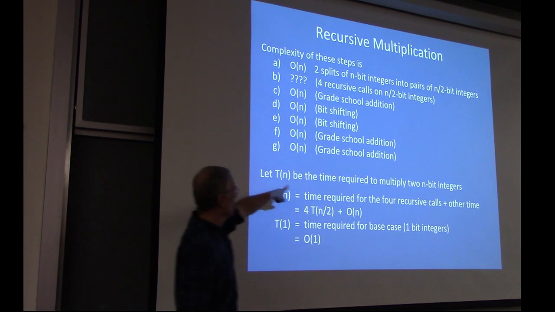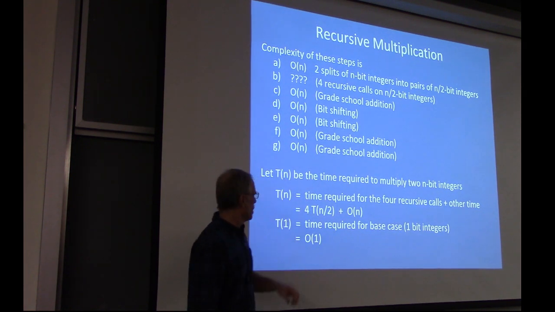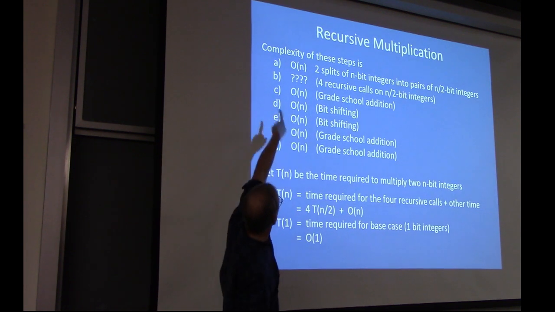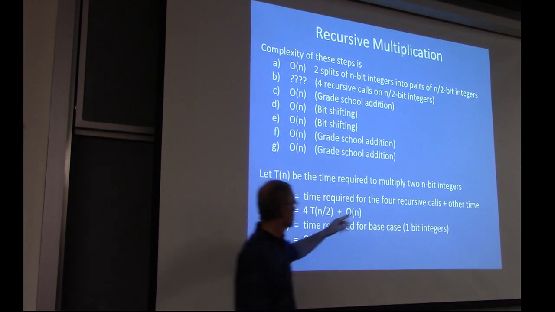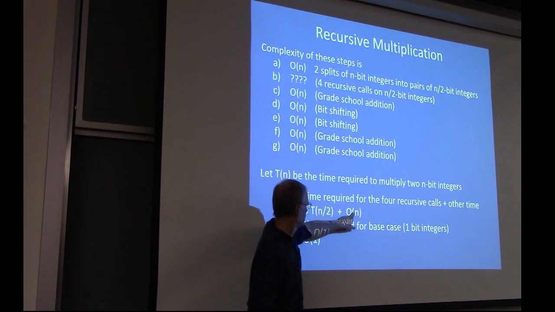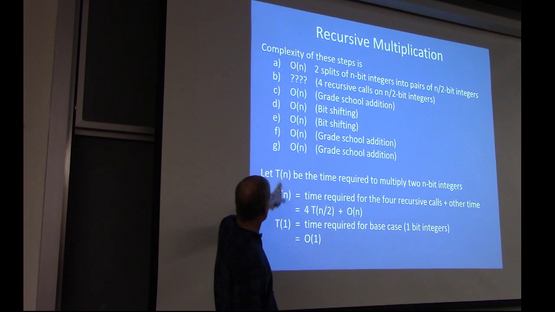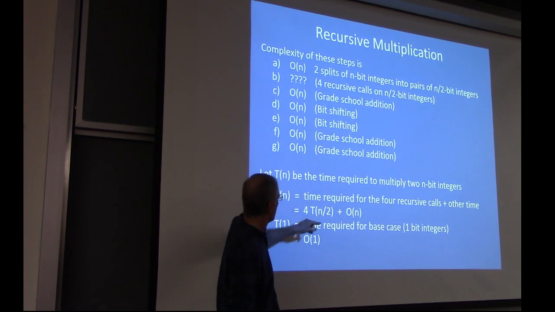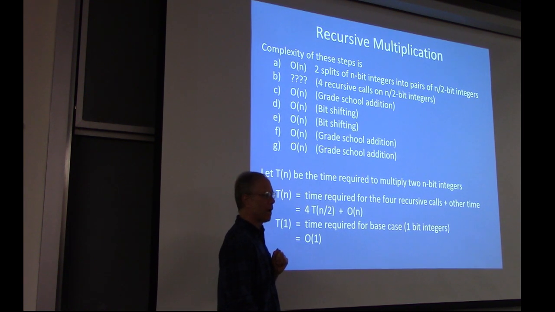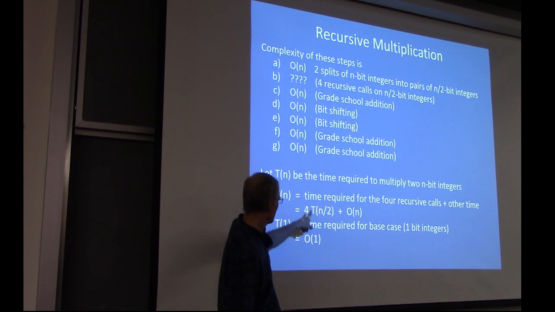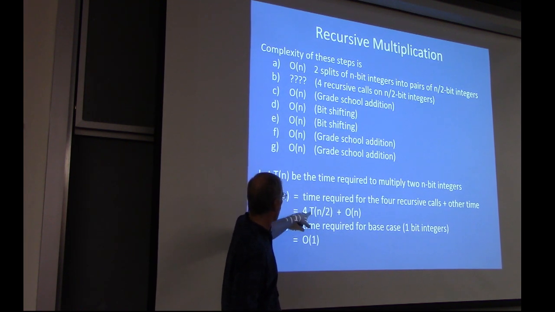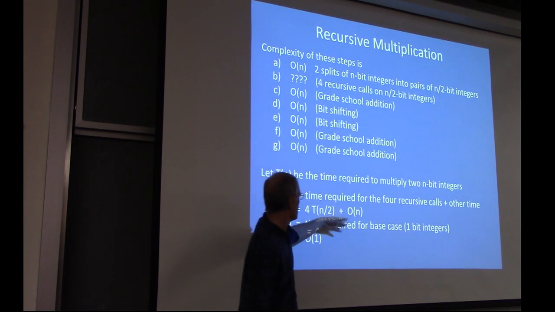Let T(n) be the time required to multiply two n-bit integers. Now what we're saying is that the time to multiply two n-bit integers is equal to whatever time is taken for step B, plus all the other time. Well, what is all the other time? O(n). And if T(n) is the time required to multiply two n-bit integers, what's T(n/2)? Half the time. It's the time required to multiply two n/2-bit integers, and we do that 4 times. So essentially, T(n) is equal to 4 T(n/2) plus some O(n) term.